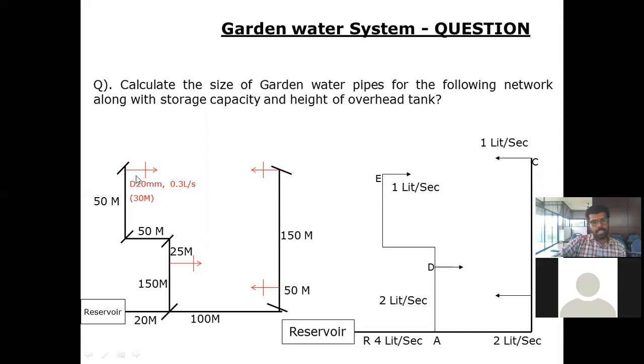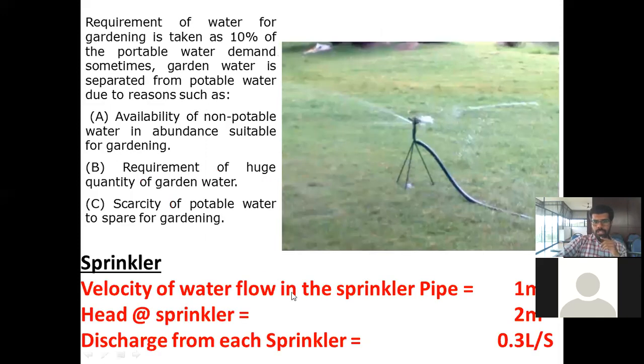It is said that you already know the sprinkler flow should be 0.3 liter per second. We have already seen that the velocity of the water flow in a sprinkler should be 1 meter per second, the head should be 2 meter, and the discharge from each sprinkler should be 0.3 liter per second. By keeping this in mind only, we are trying to design.